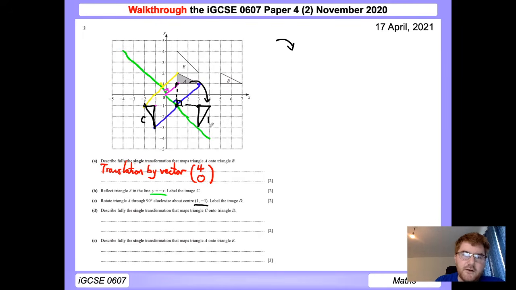We are going to label this D. So we've done this question, and this question. And the reason we label it is exactly for this type of question down here.